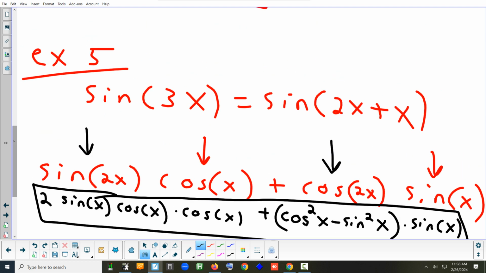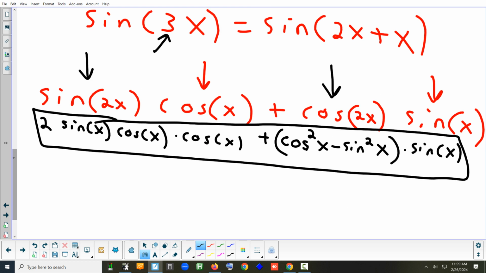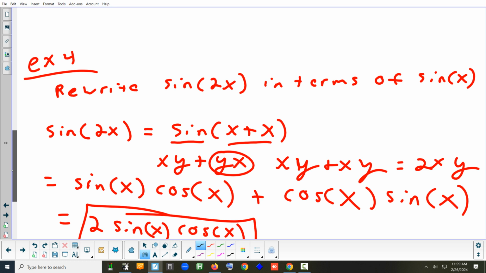Now, the higher this number gets, the worse the problem gets. If you have a 5x or a 6x or a 7x, then you have to keep splitting it multiple times. With a 3, it's not that bad. You've got to do it basically one time, and that's all the work. But when it gets higher than a 3, it gets longer. Any questions on that?